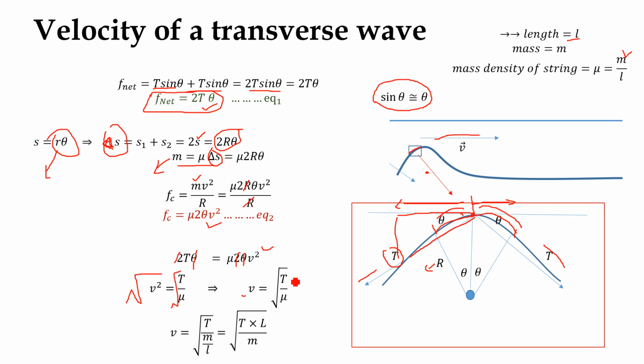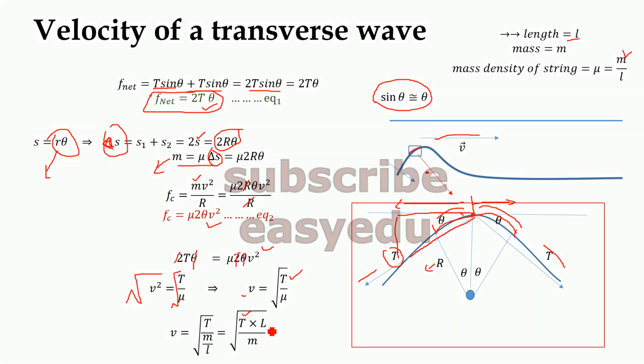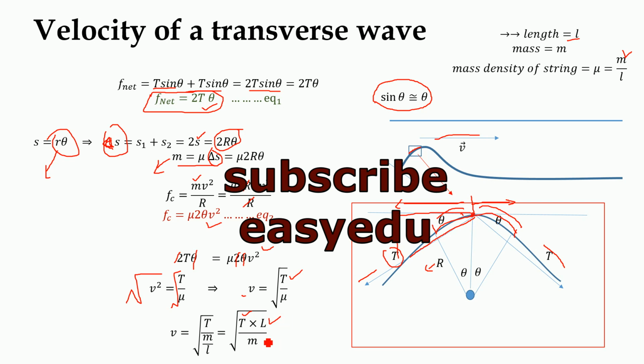Here T denotes the tension in the string, and mu is the mass density, which is equal to mass per unit length of this string. So substituting back the value for mu, mass per unit length, we have velocity v is equal to the square root of T divided by m by L, which becomes the square root of T multiplied by L divided by m. Now if we know the tension T in the string, the length of the string, and the mass of the string, we can easily calculate the velocity of a transverse wave in a string.